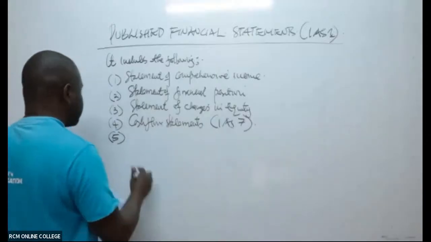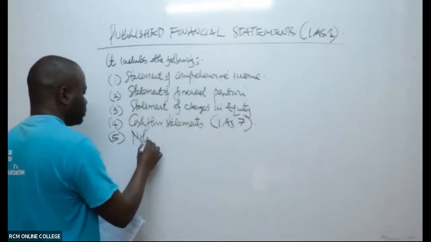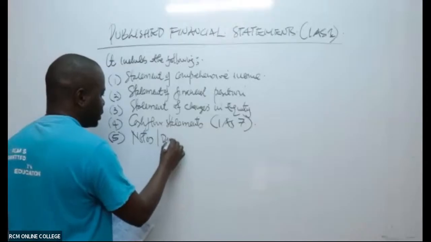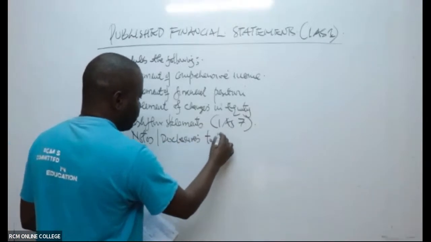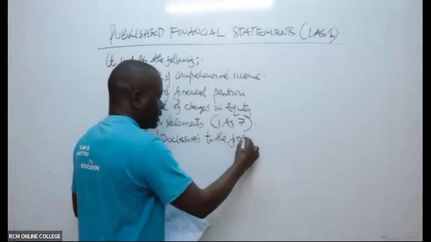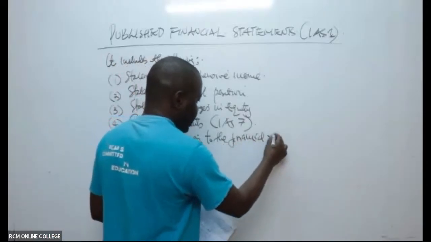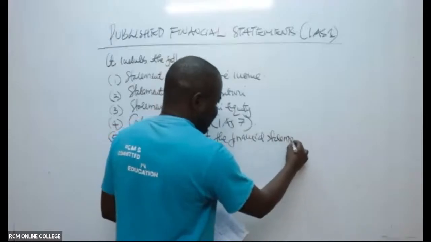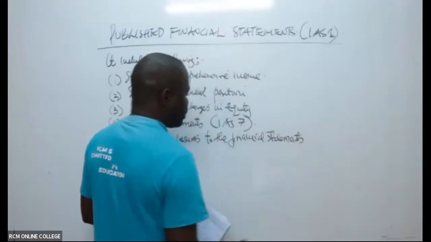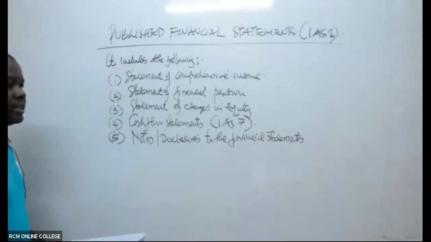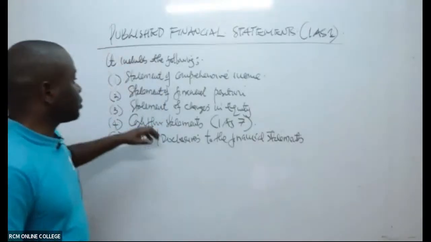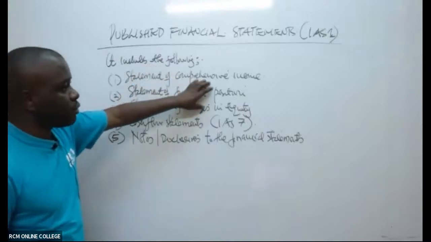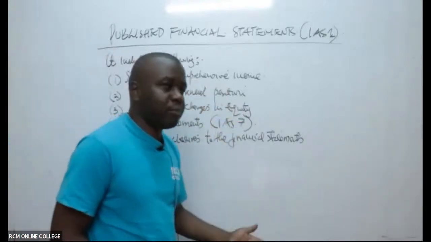Then you have notes or disclosures to the financial statements. So when you talk about the statement of comprehensive income, quite obviously, I think you know at this particular point in time.